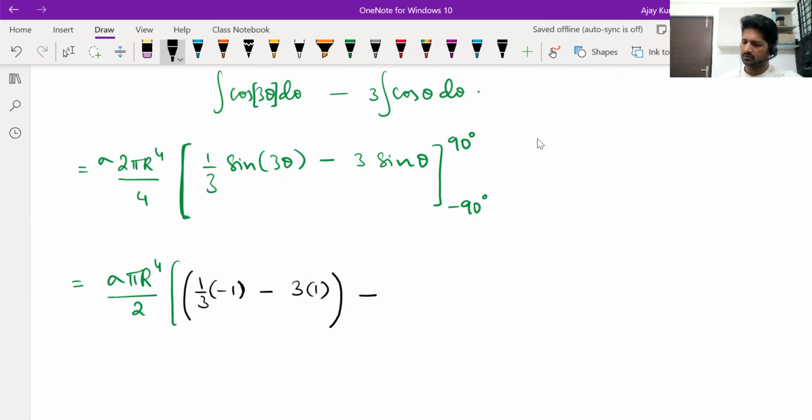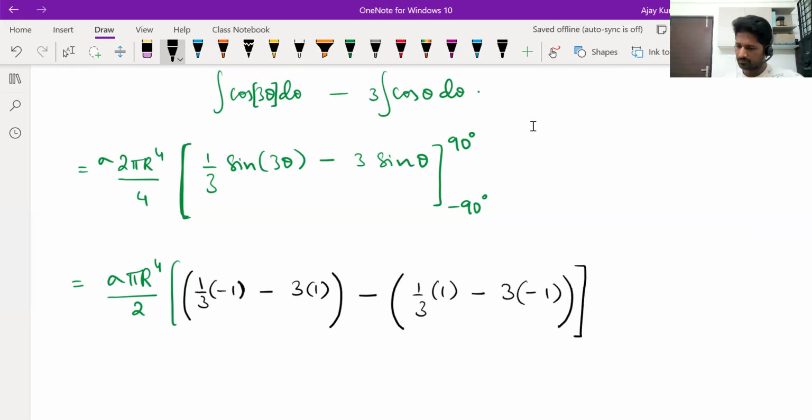Now substitute the lower limit. 1 by 3 sine minus 270. Sine minus 270 is minus of sine 270. This becomes minus of minus 1, that is 1. Minus 3 times sine minus 90 is minus 1. Okay, we substituted upper limit and lower limit.